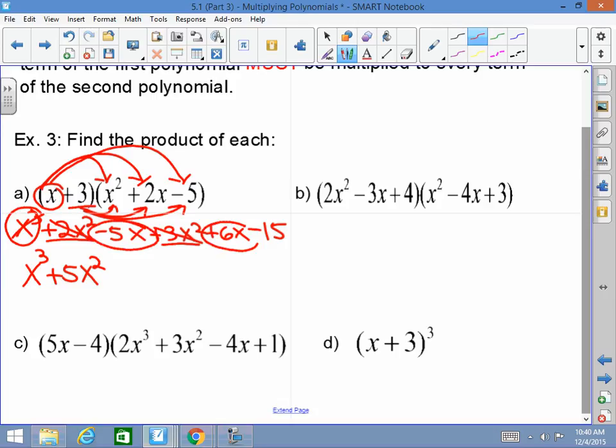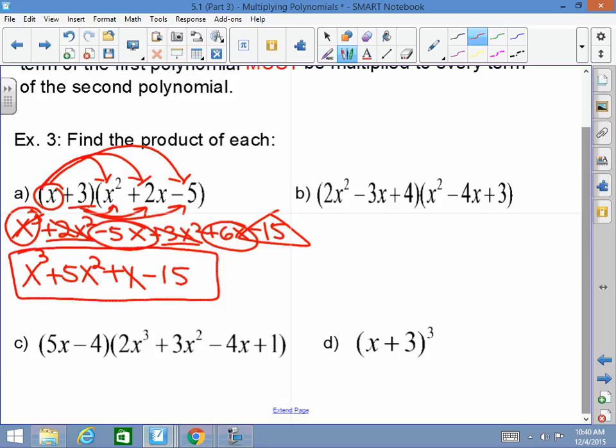Negative 5x plus 6x is just positive x. And then I've got a negative 15 by itself. And that's it. I am done. Does that make sense, gentlemen? Promise? Okay. All right. Now, this guy is going to be a little bit longer.